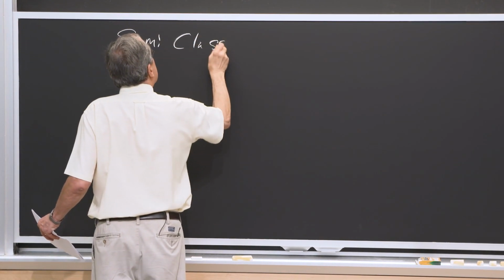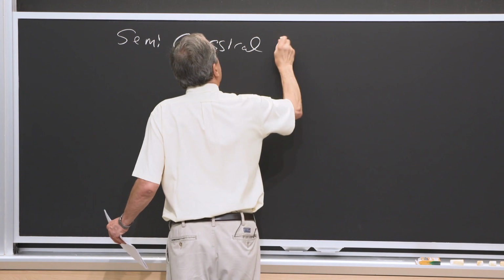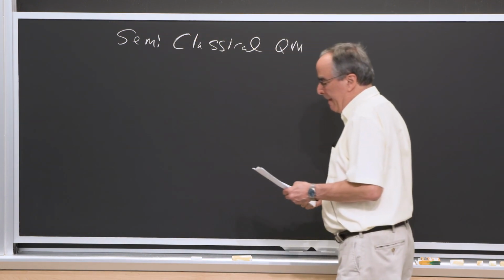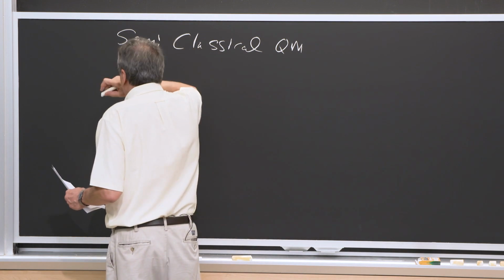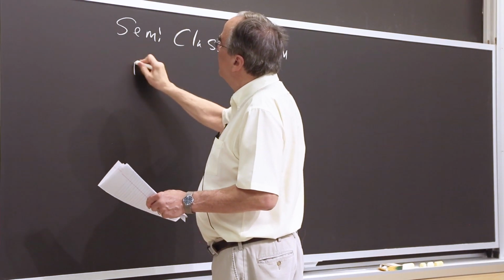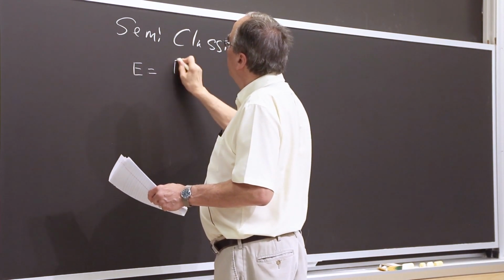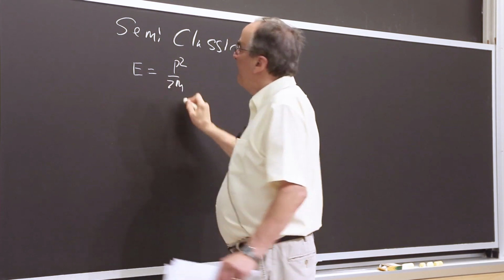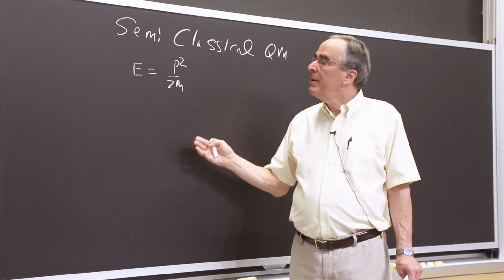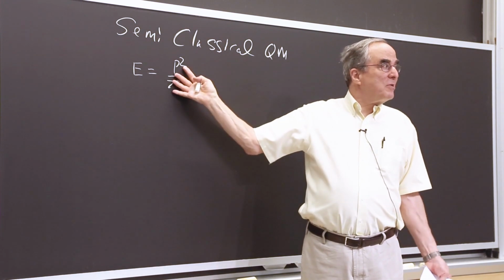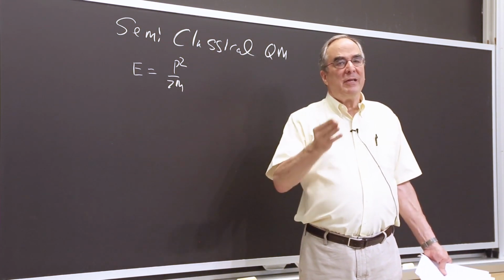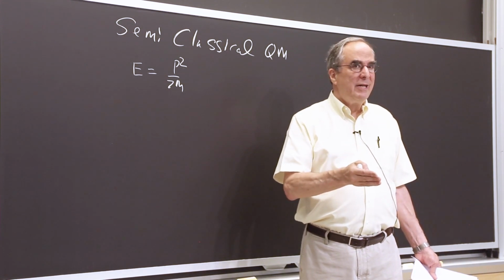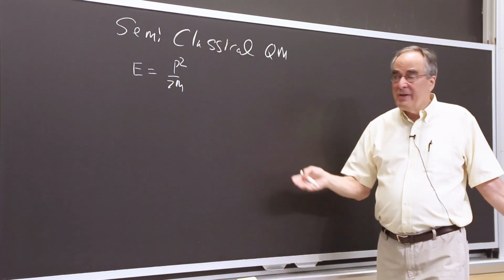Semi-classical quantum mechanics. We know that the energy, classically, is p squared over 2m. It's 1/2 mv squared, but that's the same thing as p squared over 2m. In quantum mechanics, when we talk about Hamiltonians, the variables are x and p, not x and v.